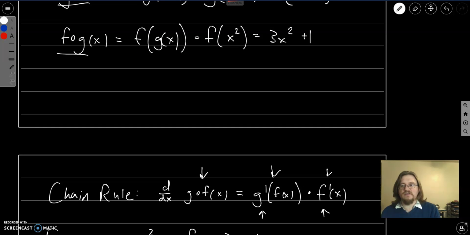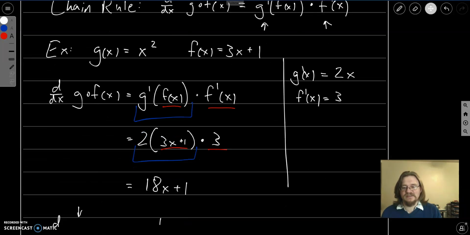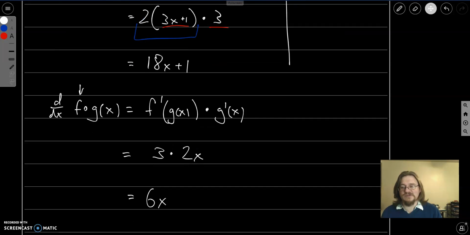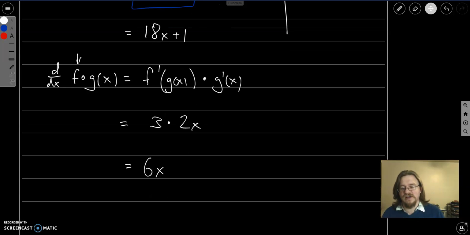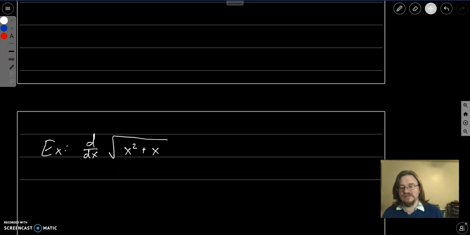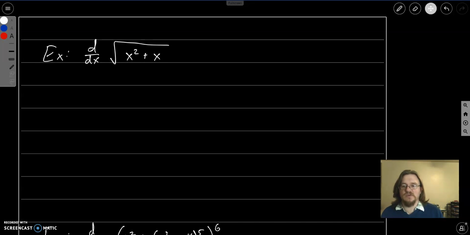when we initially found f composed with g, we found that it was 3x squared plus 1. And if we take the derivative of this, the derivative of the 1 is just 0, so that goes away. The derivative of 3 times x squared is 3 times 2x. And 3 times 2x is 6x. So everything makes sense. Everything is working. The chain rule, surprisingly, works. So let's do another one.